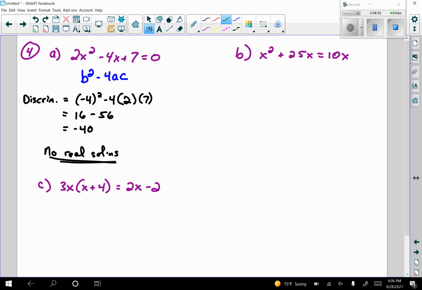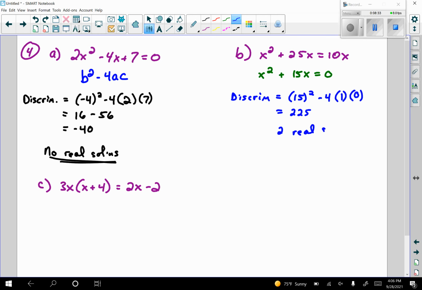All right, for b, because this 10x is over here, I need to bring this over to the other side. So we'll get x squared, and then this will become plus a 15x. So then the discriminant is going to become b squared, so we'll have 15 squared minus 4 times a, which is 1, and in this case c is 0. So we just end up with 15 squared, which is 225. And because that's greater than 0, we'll have 2 real solutions.